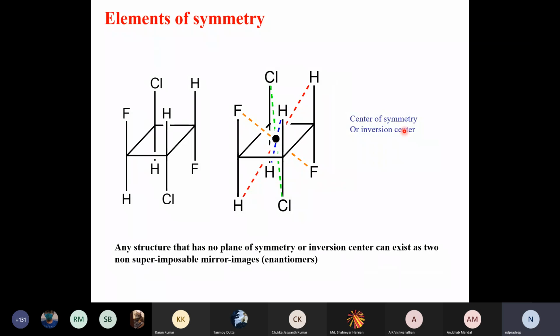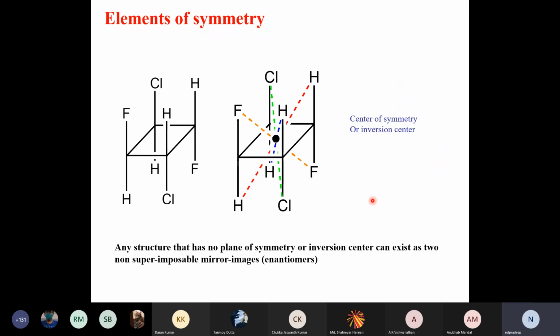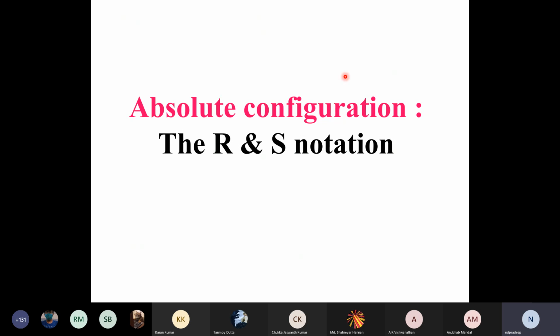I will show you one example that we ask regularly and people write wrong. I will give you one compound. Just a minute.